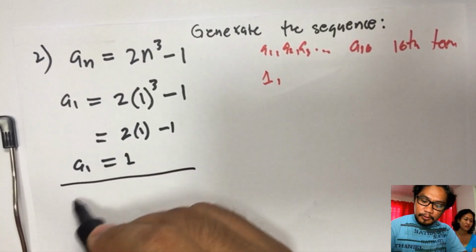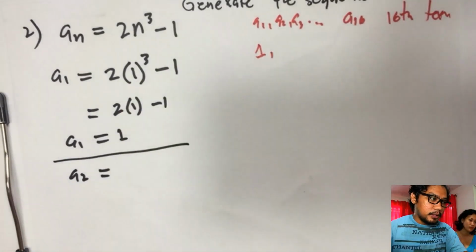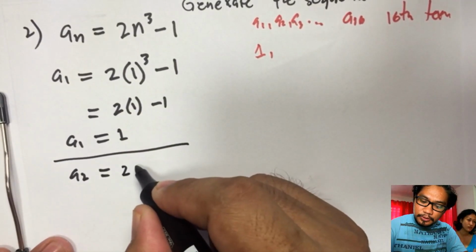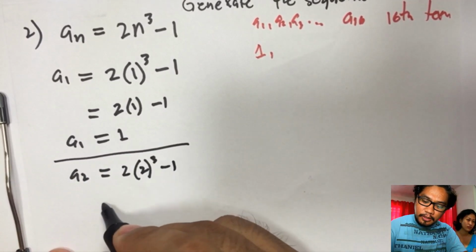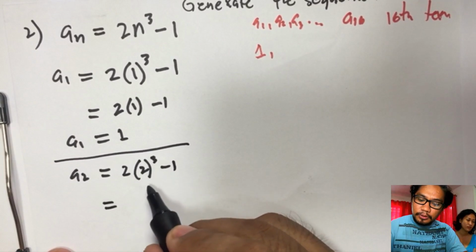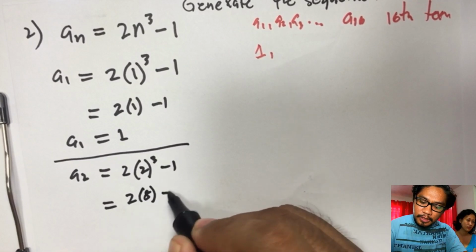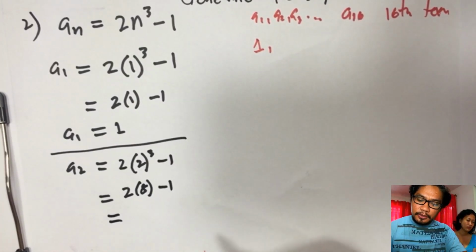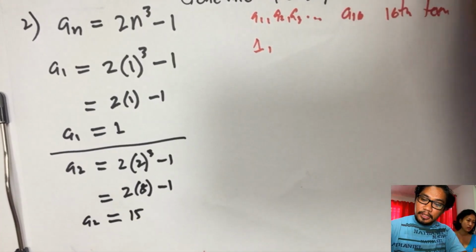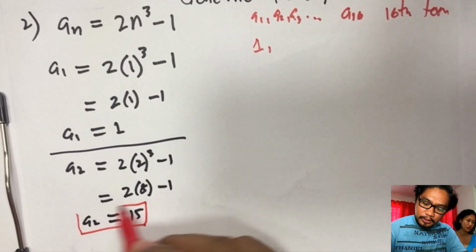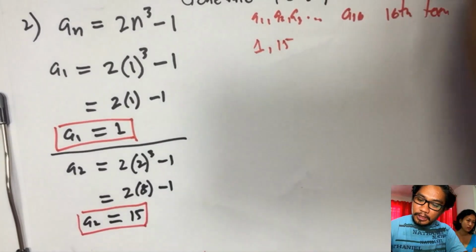Next, we solve for our second term, which is a sub 2. Following the formula, 2 times 2 cubed minus 1. And 2 cubed is equal to 2 times 2 times 2, so that's equal to 8. So 2 times 8 minus 1. And 2 times 8 is 16 minus 1. So that's actually 15. Our second term is 15. First term is 1, and our second term is 15.